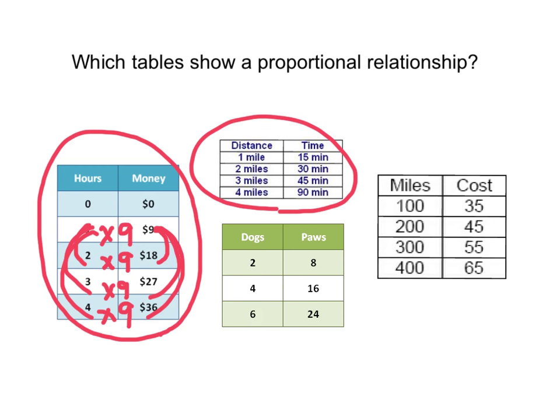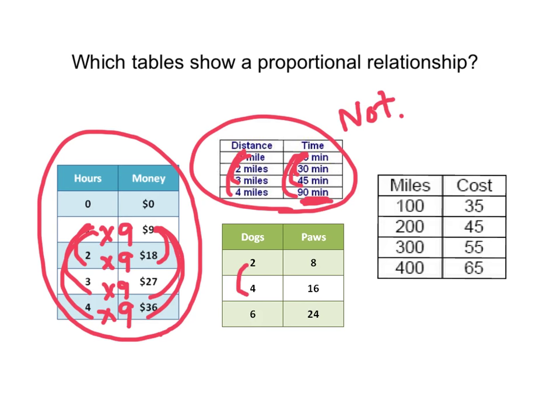Let's look at this one. If I go 1 times 2, that gives me 2. 15 times 2 is 30. If I go 1 times 3, 15 times 3 is 45. 1 times 4, 15 times 4 is 60, not 90. So it looked like it was going to be proportional, but that number right there, that 90 was off. So this is not proportional.